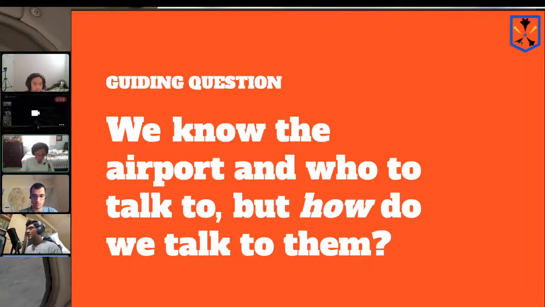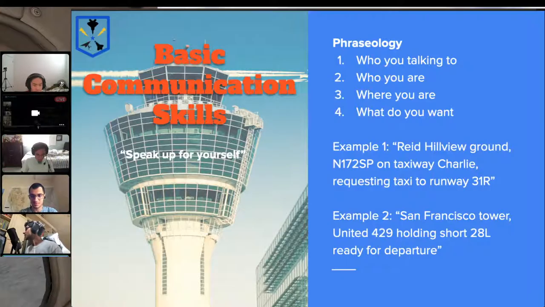I'm going to hand it off to Calvin to talk a little bit about how we talk, and what some fundamental communications are that we need to know when communicating with others. There's a fundamental formula. All right, so the formula is pretty simple. There are four main things you want to say. First, who you're talking to; second, who you are; third, where you are; and fourth, what you want ATC to do.